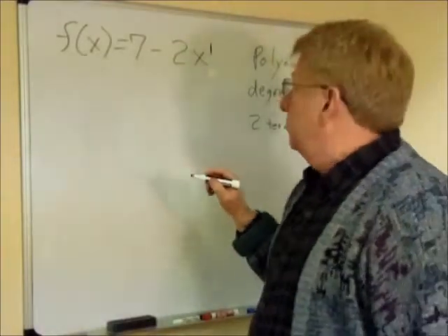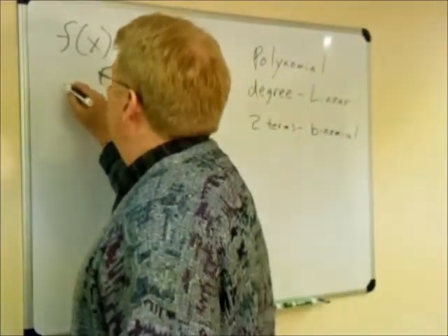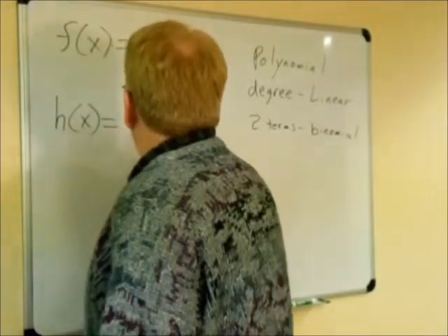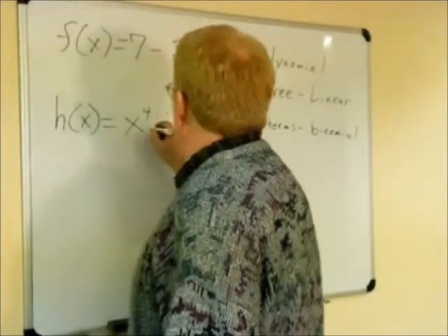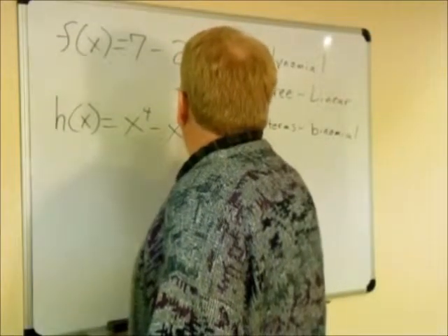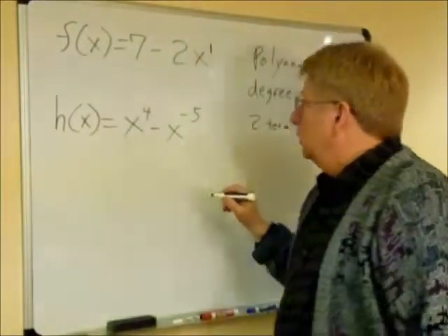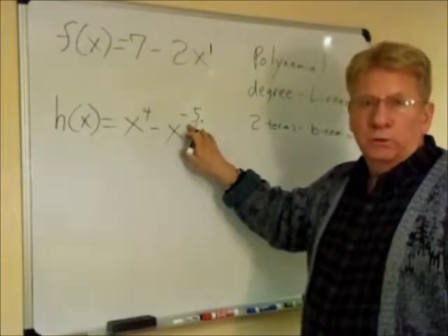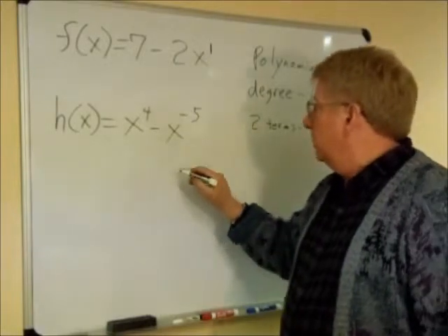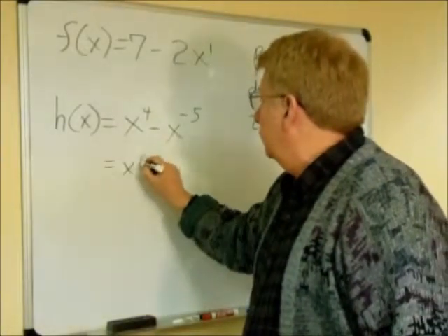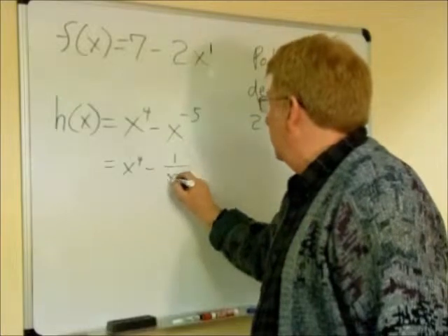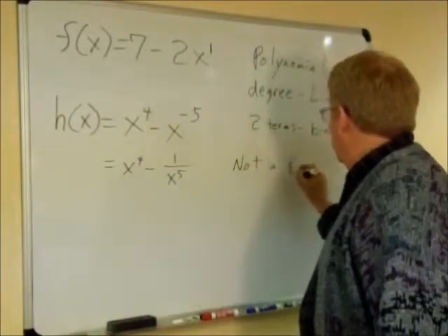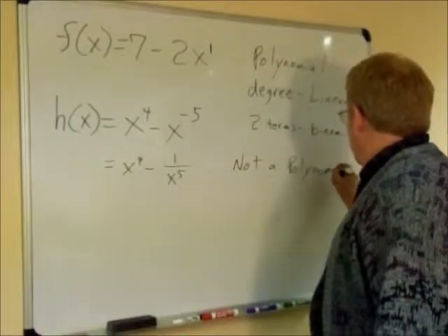Okay, let's try another one. We have h of x equals x to the fourth minus x to the minus 5. Well, in this case, we have a negative exponent, so it's not a polynomial function. And the equivalent of that is x to the fourth minus 1 over x to the fifth. It's a function, but it's just not a polynomial function.